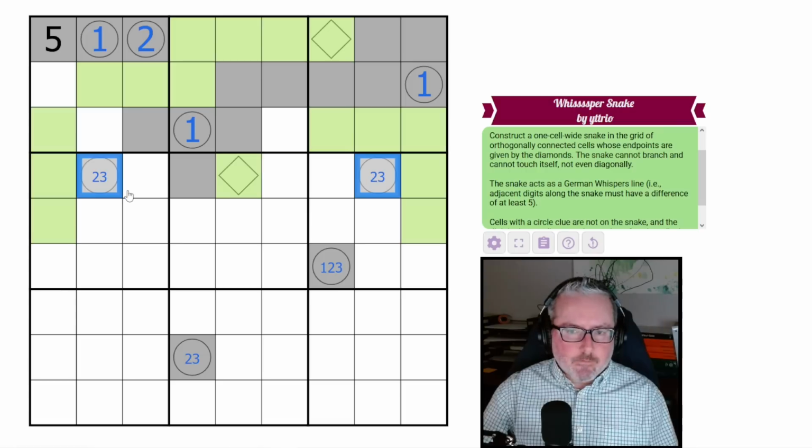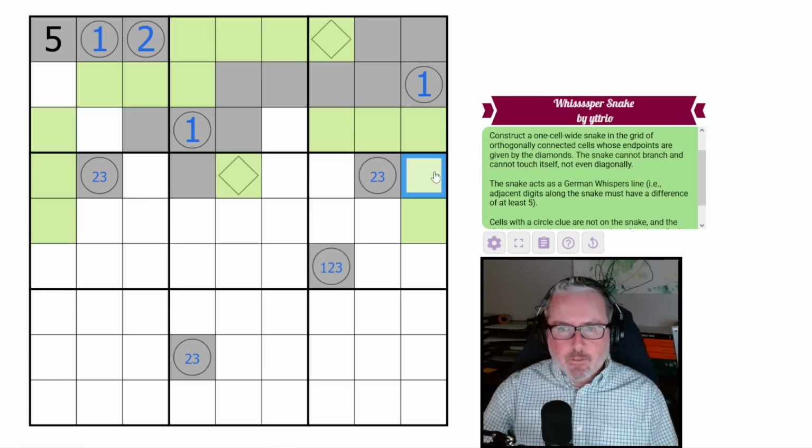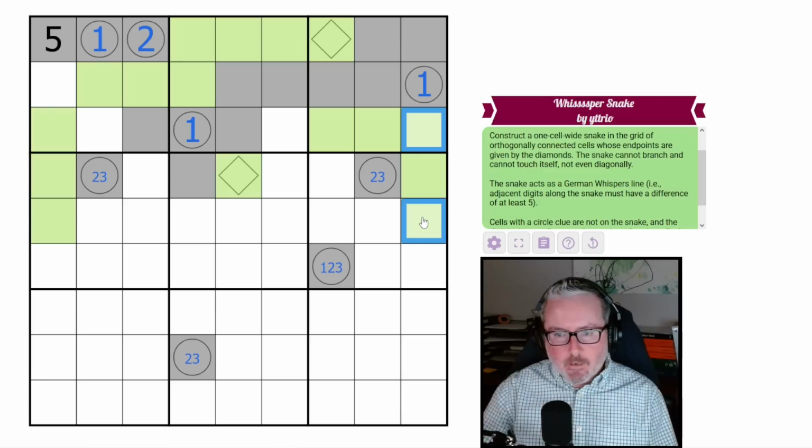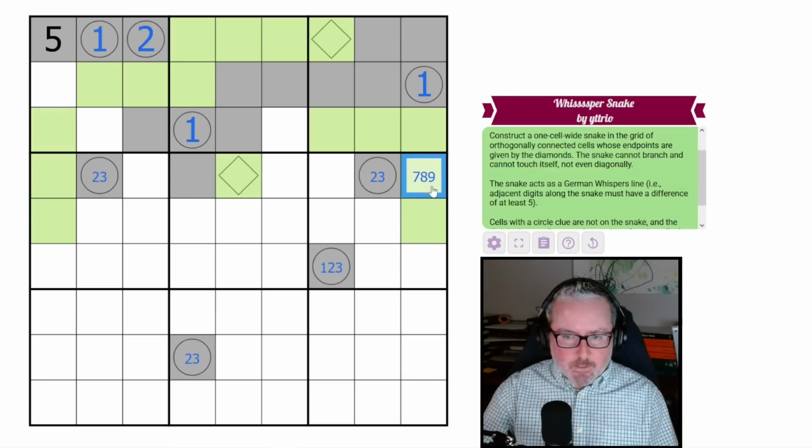Okay, that actually does it for us, now that I think about it. What can this be? We know it's on the snake, so it must abide by German whisperness. It can't be 2, 3, or 1. It also can't be 4, because if it was a 4, we would have to have a 9 on both sides of it. So this is a high digit. So 7, 8, or 9, it can't be 6.